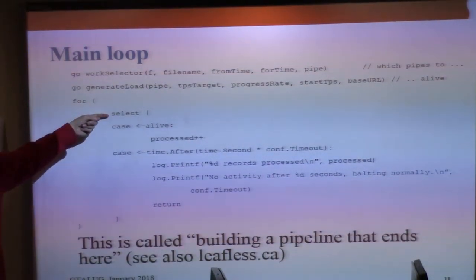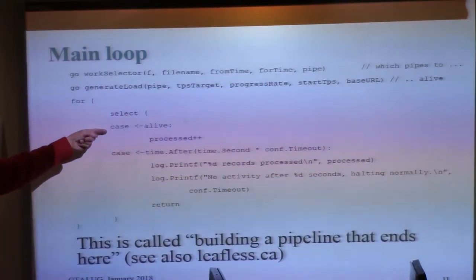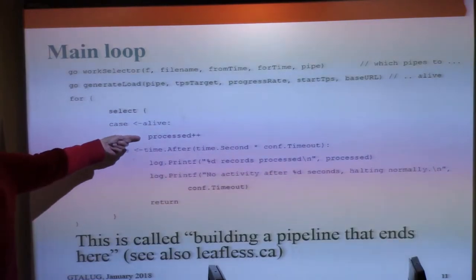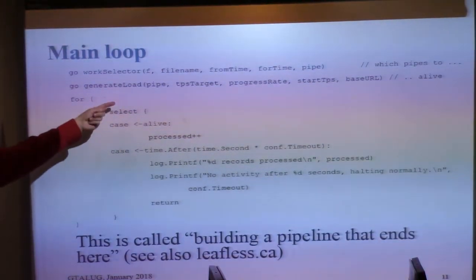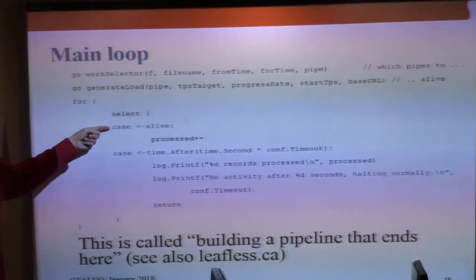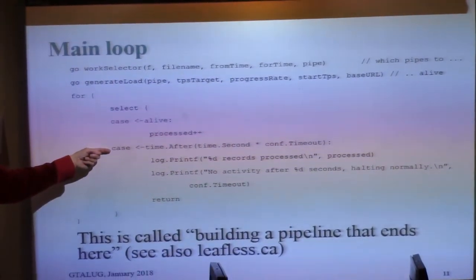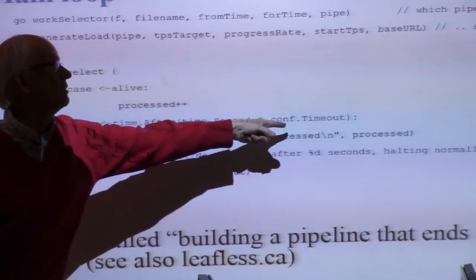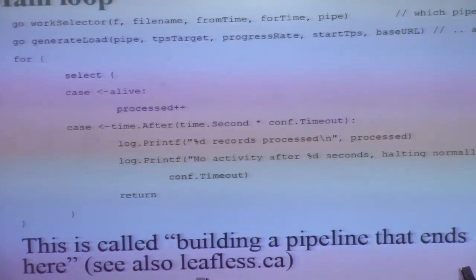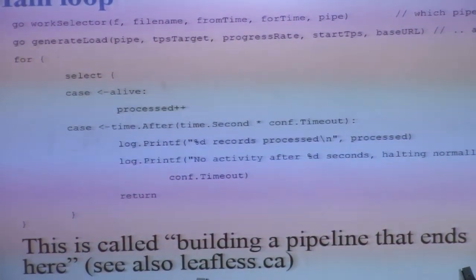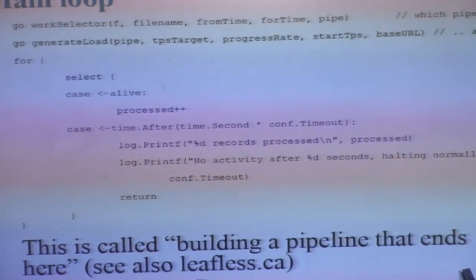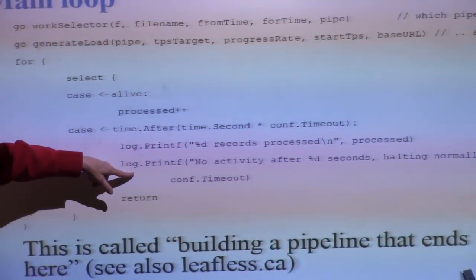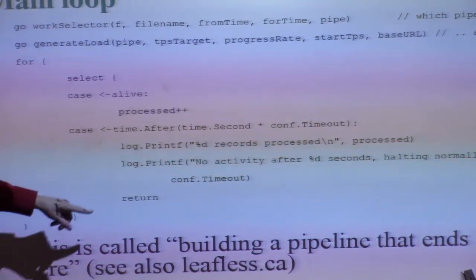This is a select or a poll in Unix. If it reads something from alive, then, oh, it processed another record, so increment processed. If it doesn't read from alive, if there's nothing there for it to read, it falls into here. Oh, this is a timer. So this timer says, wait timeout seconds, which happens to be 35 seconds. If it waits 35 seconds, it fires off and says, okay, I'm done. Print no activity after 35 seconds. I'm holding normally, and returns.